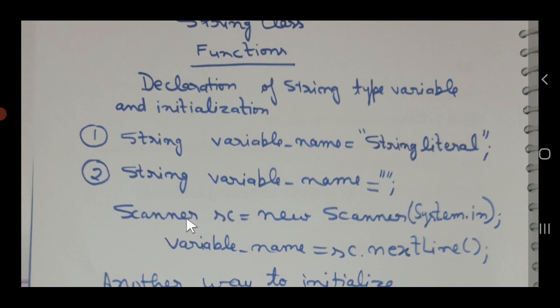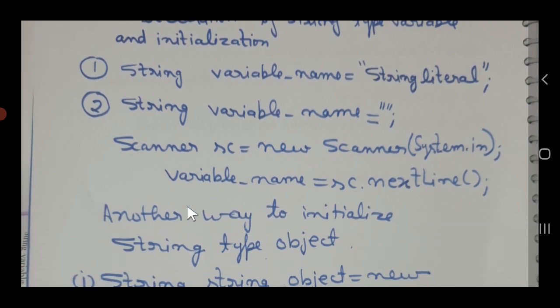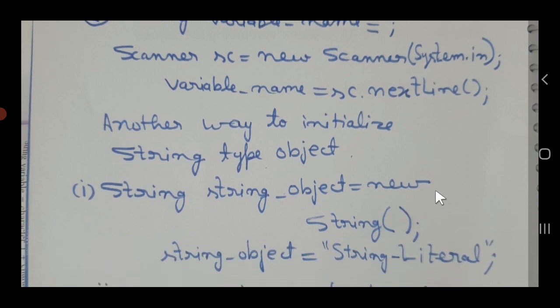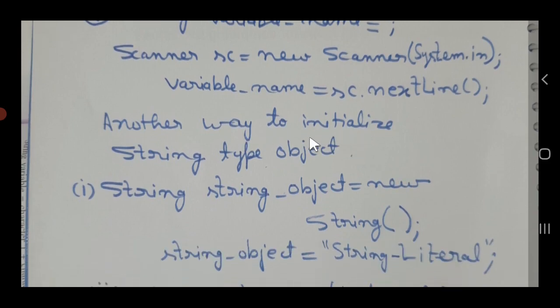Then here students, how to input the data through the keyboard. So we need a scanner object. So Scanner sc equal to new Scanner(System.in), and then we write the variable name. Variable name means the string variable name equal to then sc.nextLine(). All right. After that, another way to initialize a string type object.